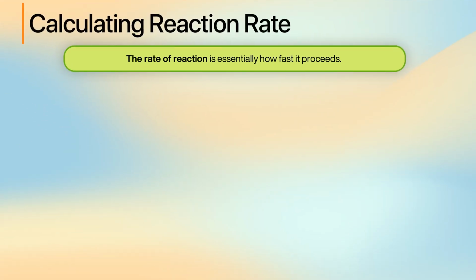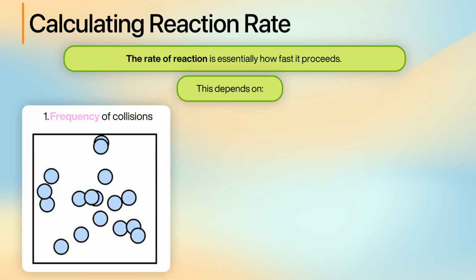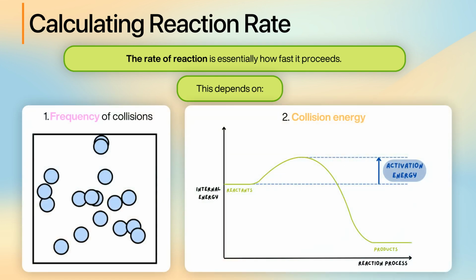The rate of reaction is essentially how fast it proceeds. We know that the rate of a chemical reaction depends on how often and how energetically reactant particles collide, which is essentially what collision theory explains. However, to make this understanding more robust, we need to quantify these reaction rates using mathematical expressions.